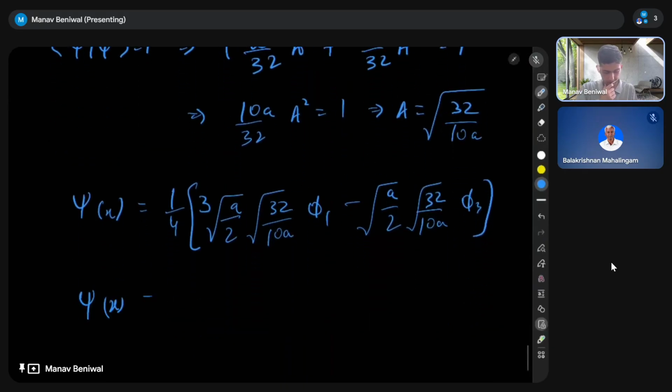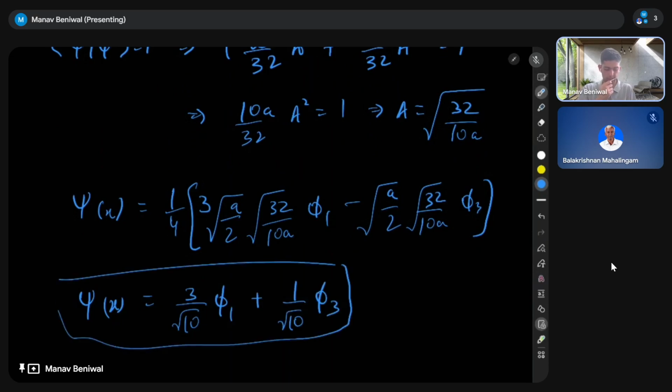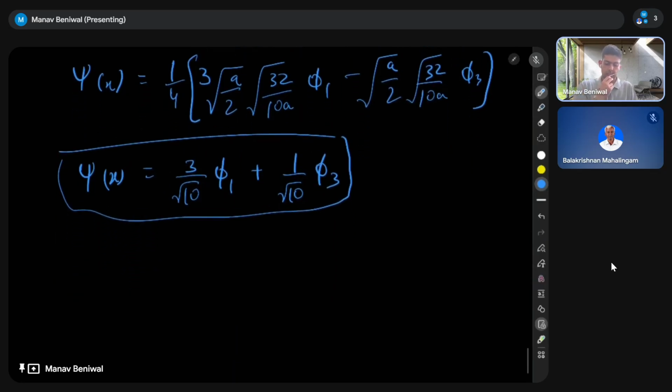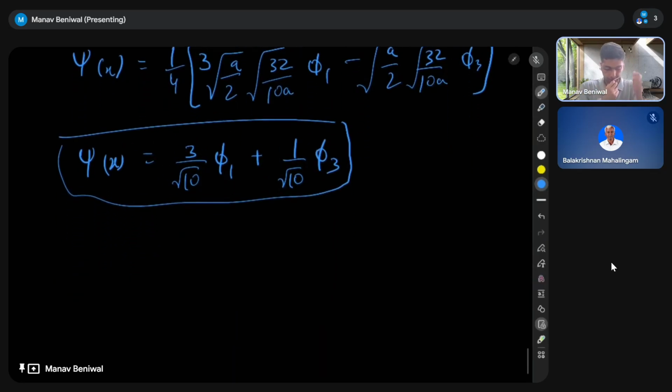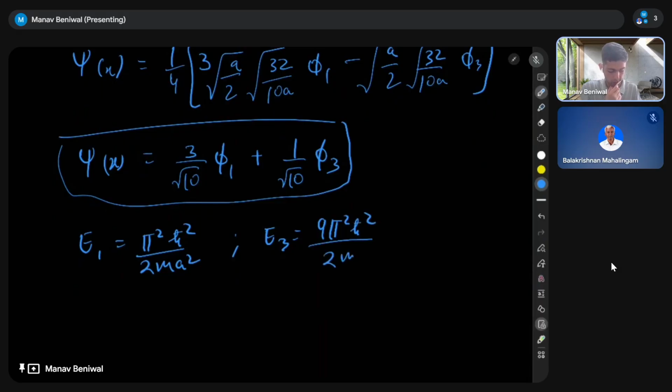So my psi of x, upon simplifying, gives me 3 by root 10 phi 1 plus 1 by root 10 phi 3. Okay, this is my normalized wave function. Now once we have normalized, we know that the corresponding energy E1 is pi squared h bar squared over 2 m a squared, while E3 will be 9 pi squared h bar squared over 2 m a squared.